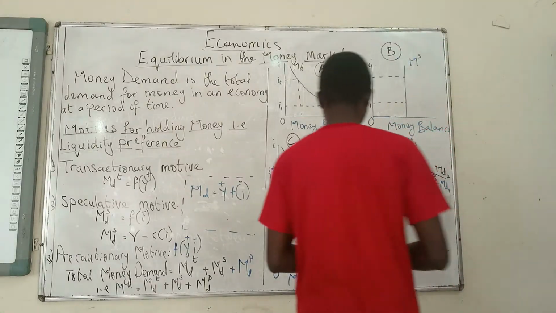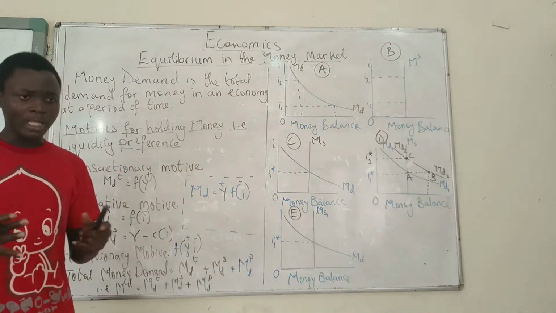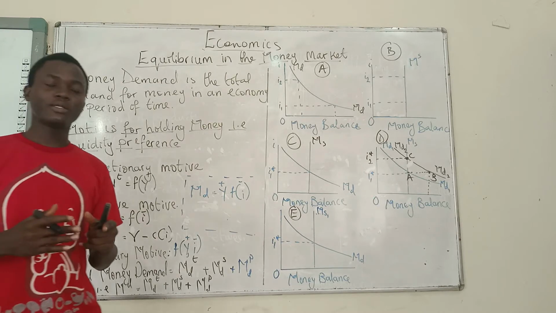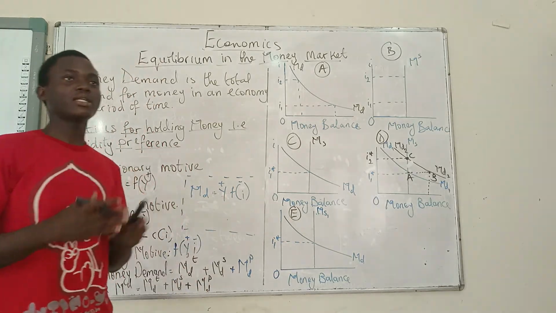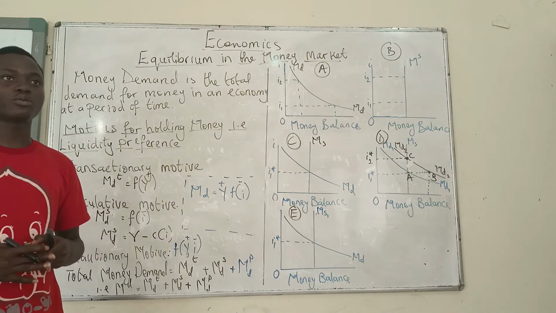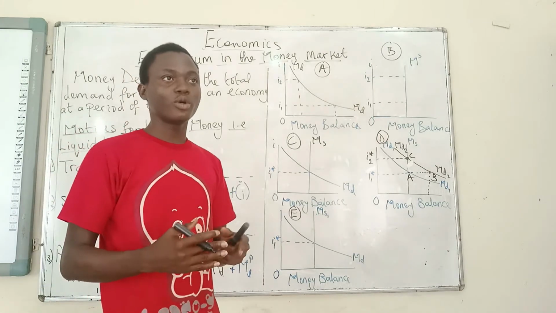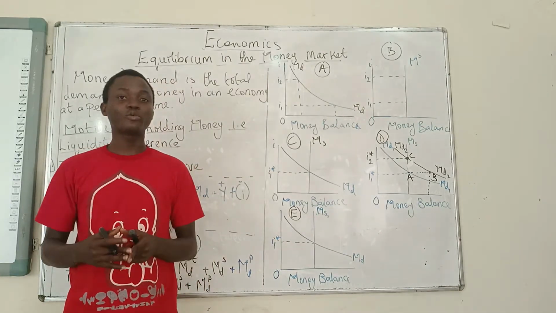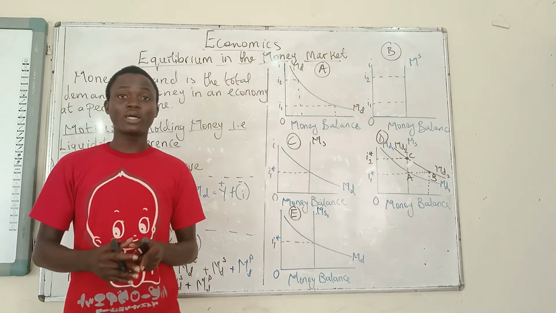Now the other one that I want us to notice: what if there is no change in money demand in this particular case, and the central bank decides to go on an expansionary monetary policy? So expansionary monetary policy in the form of open market sales. That is, no, an open market purchase.